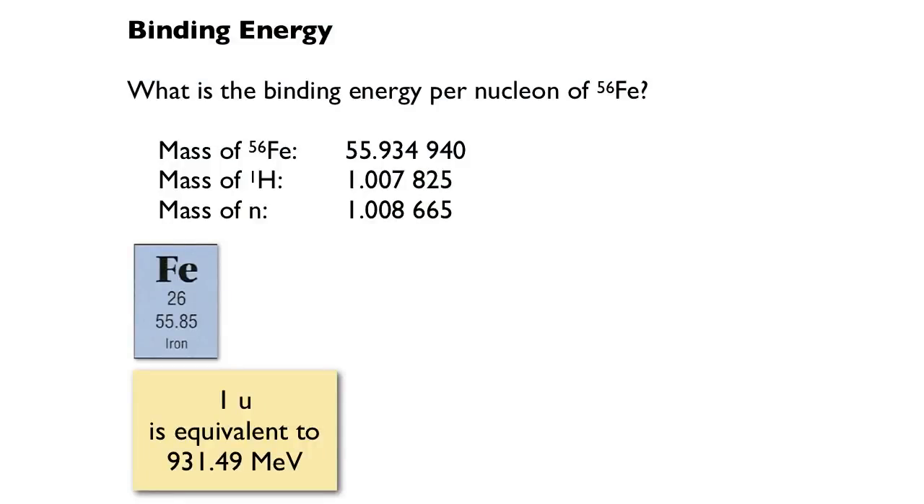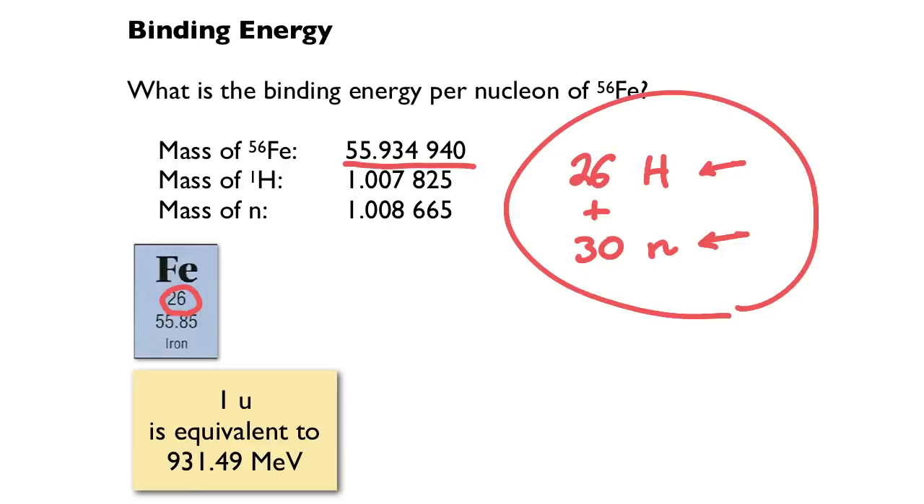Now, of course, the way we're going to start is this. The mass of an iron 56 is this. But iron 56, its atomic number 26. If I wanted to build an iron 56, it would take me 26 hydrogen atoms plus 30 neutrons. So if I take the mass of 26 hydrogens plus the mass of 30 neutrons, that's the mass of the stuff that makes up the iron 56.